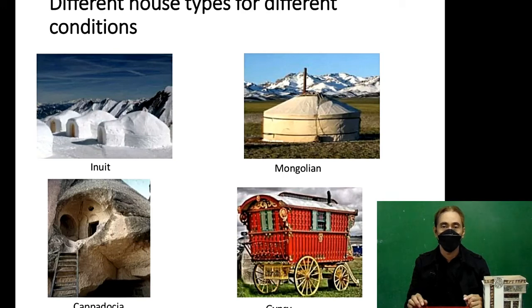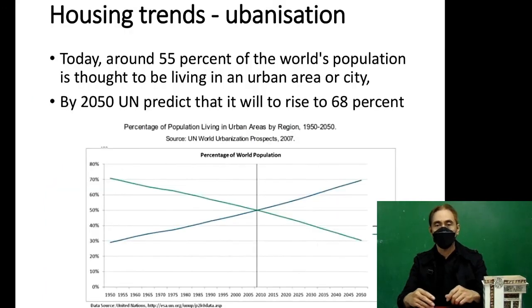So we have here different house types for different conditions. In Alaska, it is called the Inuit. In Mongolia, the Mongolian tent. In Cappadocia, that's a rock-cut house. Also, we have the gypsy, or the travelers, or the drifter.